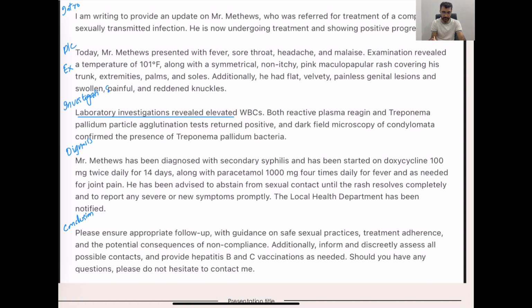To the conclusion. So this is the structure of an update letter which is being sent to the GP from a specialist. And the structure of the other type of update, which is sent from the hospital, is the same as a discharge letter, except we won't write discharge medications.